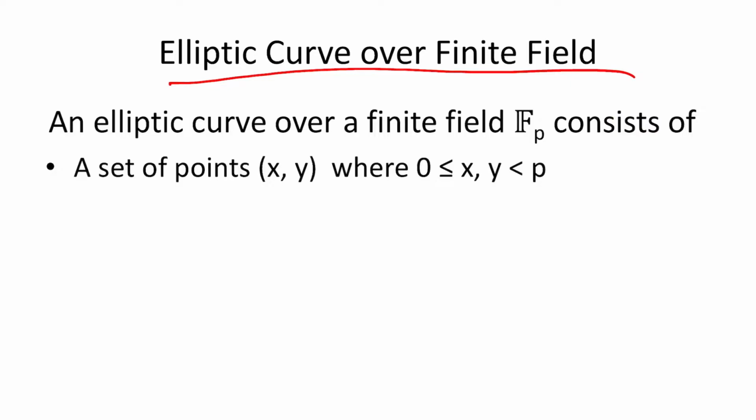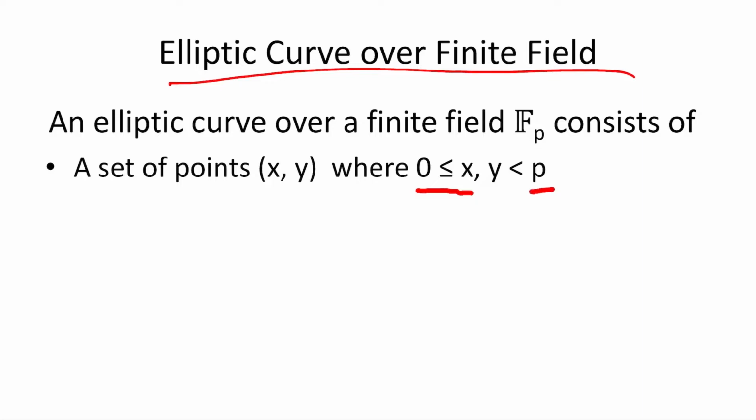So an elliptic curve over a finite field, as the name says, consists of a finite set of elements, in this case points with x and y coordinates. Each point's x and y coordinate, however, is supposed to be greater than or equal to 0 and less than p, which is our prime number. So we only work with positive integers that are less than the chosen prime number of this finite field.